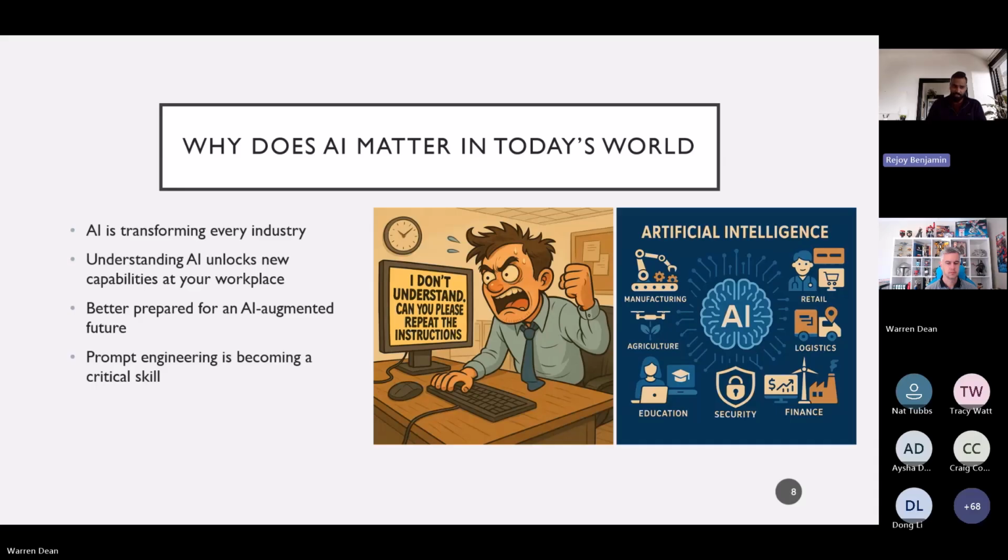So that is something that's very important. It unlocks new capabilities at your workplace. And because AI is only going to increment more and more, and it's going to take new forms in the future, learning about Gen AI and learning about AI as a whole really helps you prepare yourself for a future which is fully AI oriented. And also in the workplace, it's becoming a critical skill. So learning about AI really goes a long way in your own workplace.